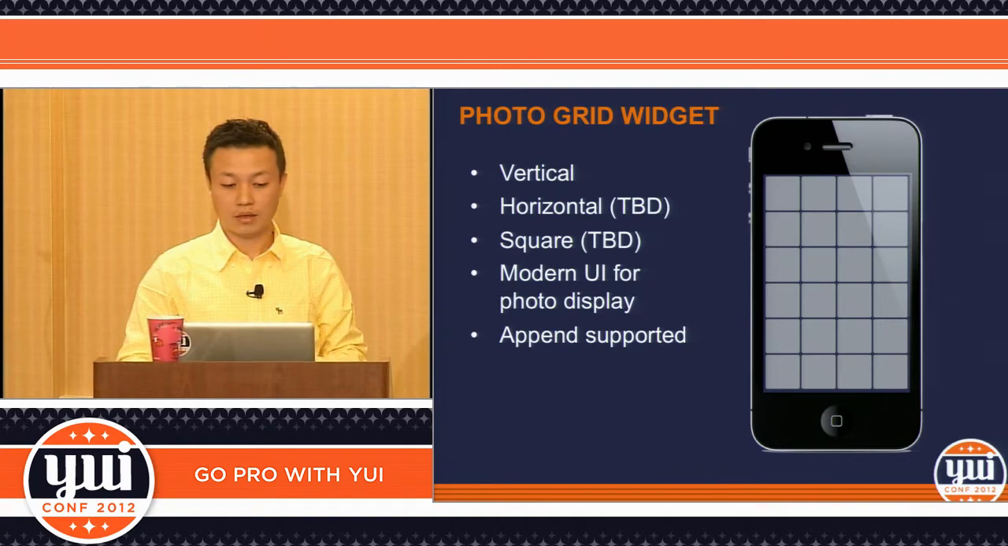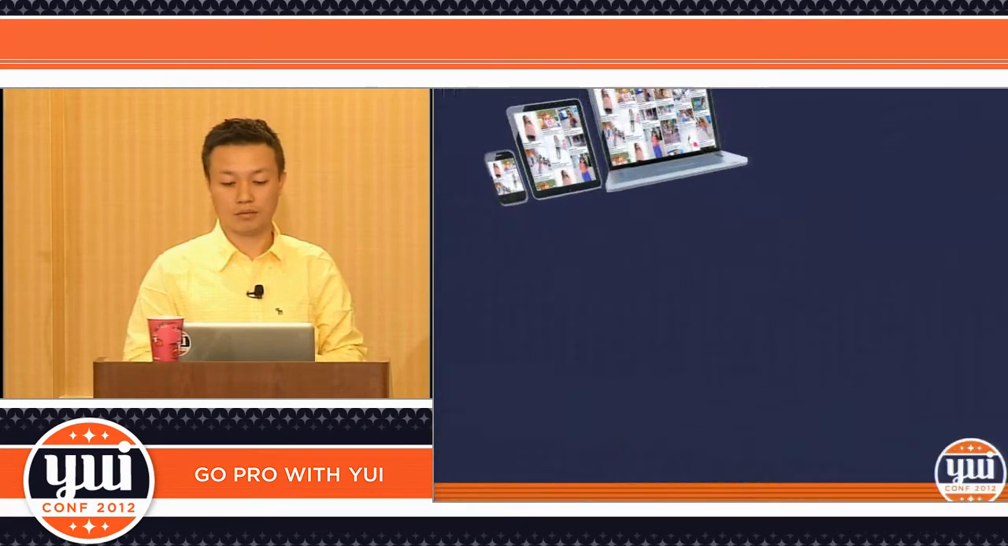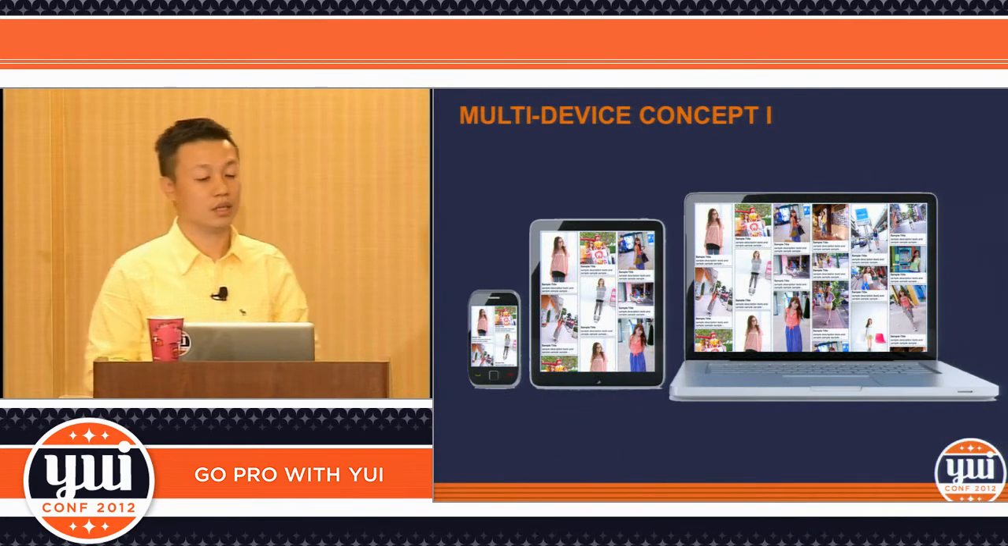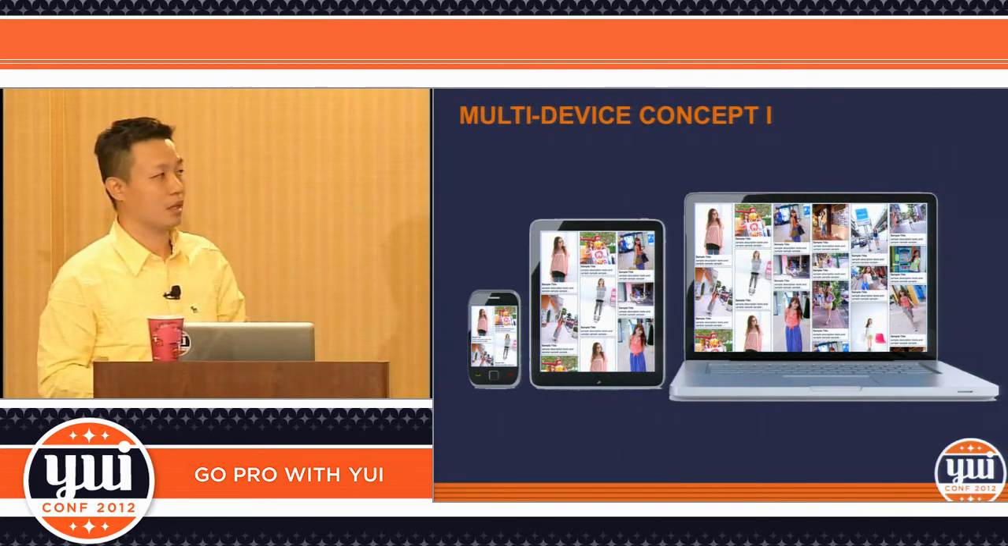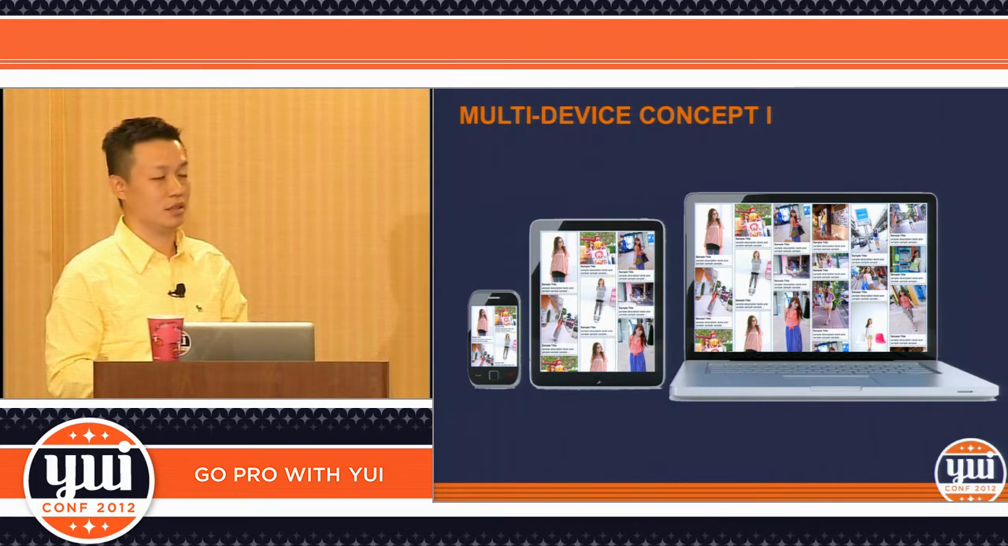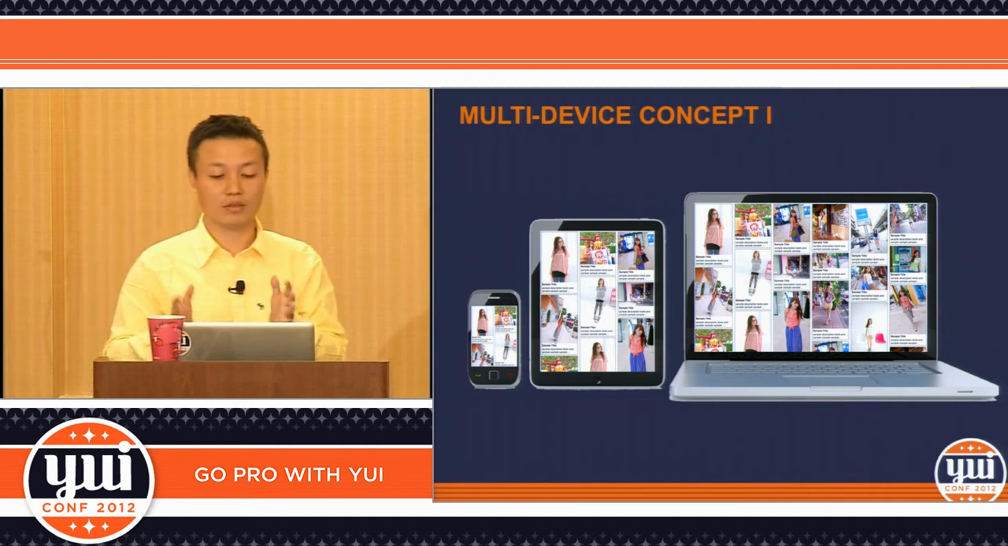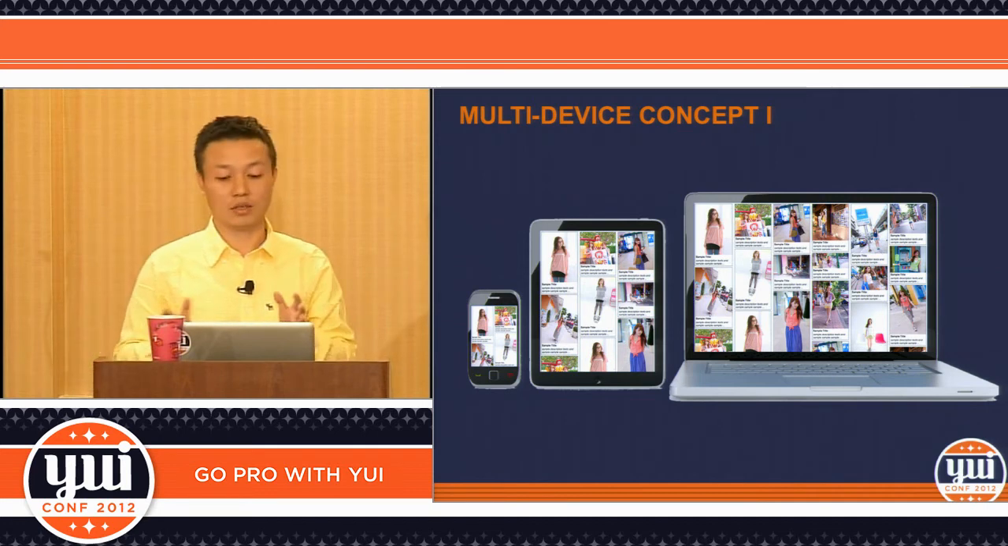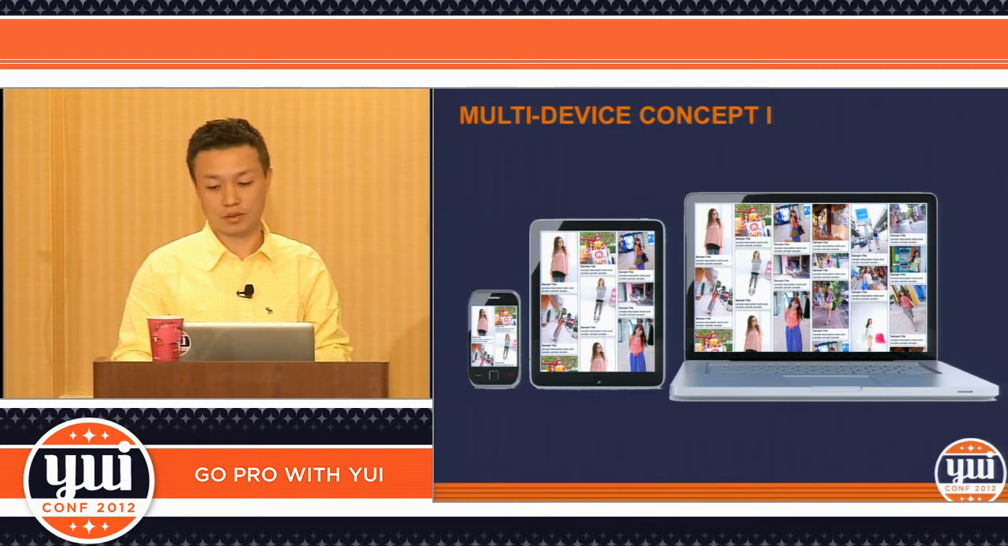And for photo grid widget, it's a multi-device concept. So the idea is that the user can define the width for each column. Then we can calculate how many columns is suitable in this screen size and display the photo modules.